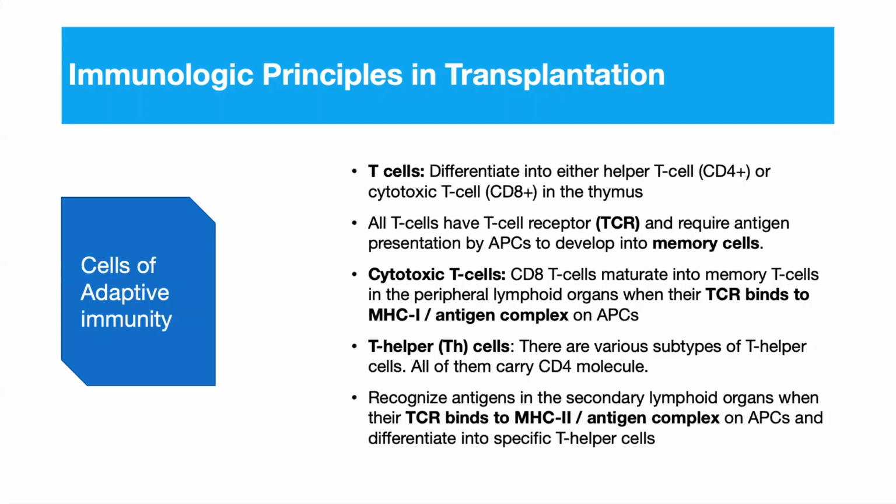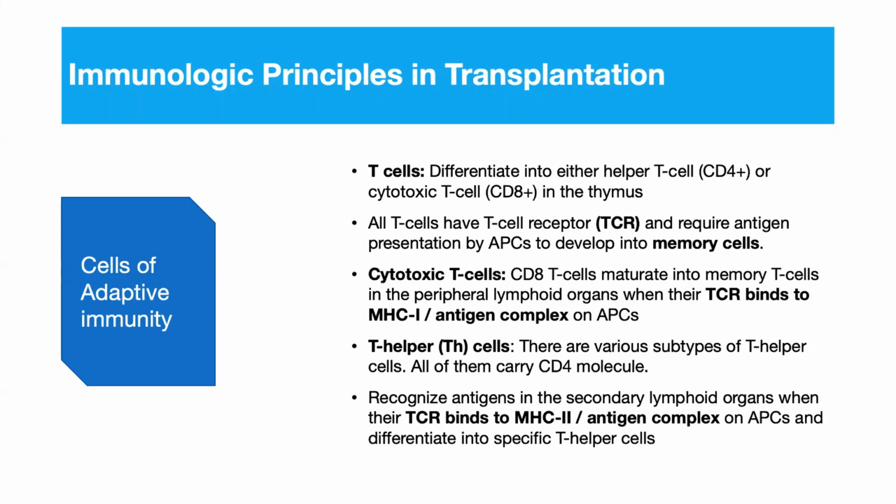And when their receptor binds to the class 1 antigen complex, as I told you, I will show it in a diagram in my next slide, they form the complex on the antigen presenting cells. You have the T helper cells, and these recognize antigens, and the secondary lymphoid organs are involved, and these bind with the MHC2 antigen complex, which I alluded to earlier, the two types of antigens that are involved, the genes, and these differentiate into specific T helper cells.